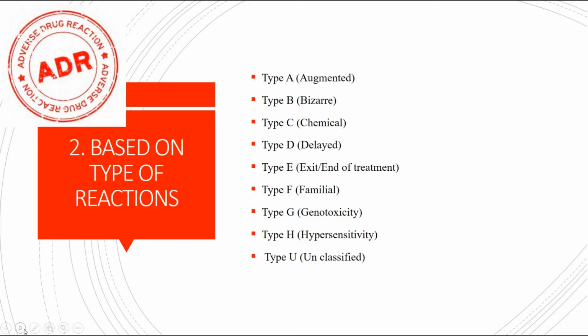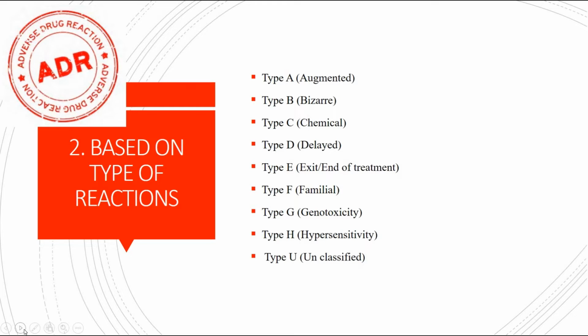Next, coming to the main and the important, that is the type of reaction. First you can see that it is type A, augmented, type B, bizarre, type C, chemical, type D, delayed, type E, exit, type F, familial, type G, genotoxicity, type H, hypersensitivity, and type U is unclassified.